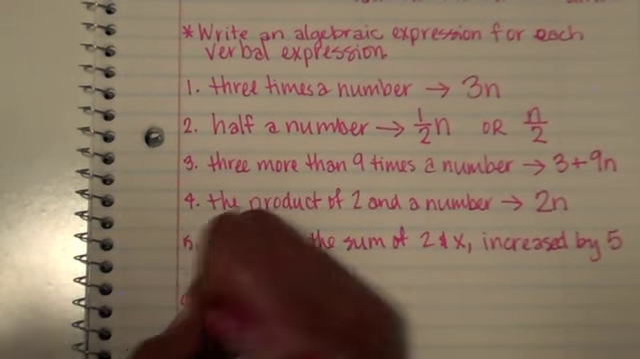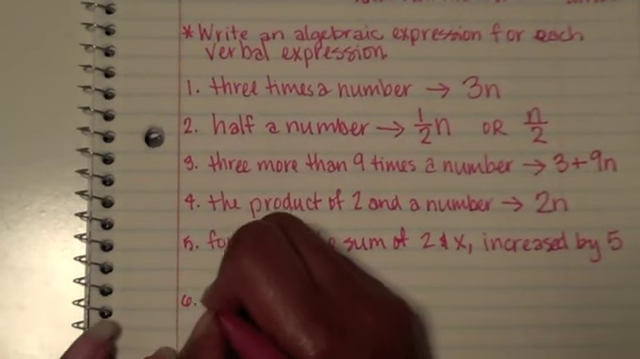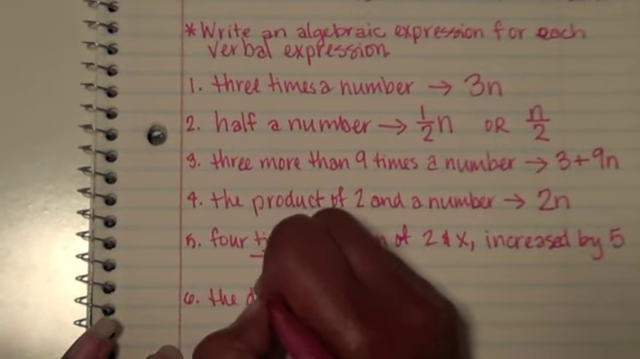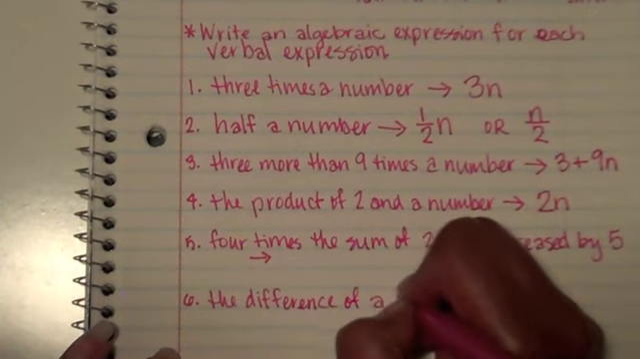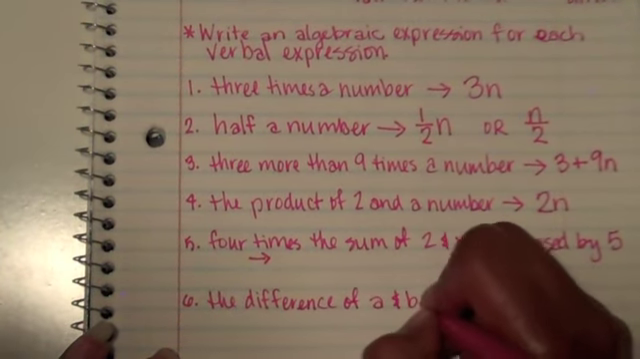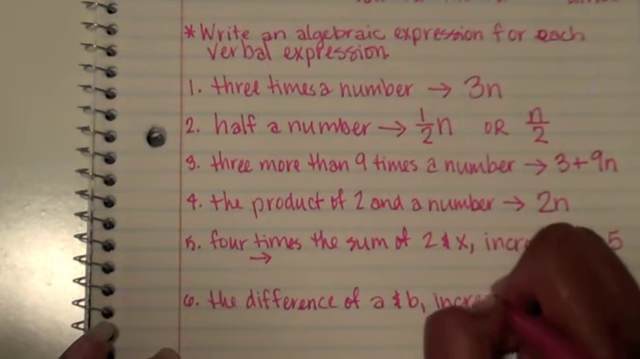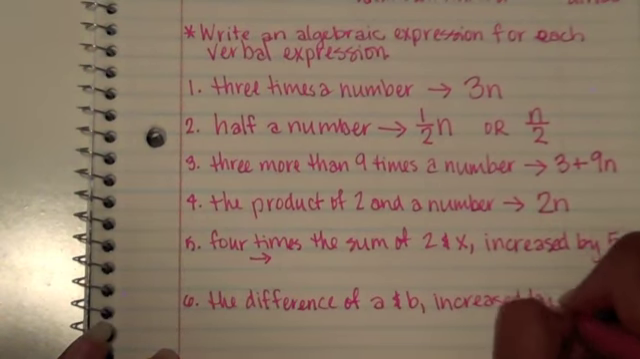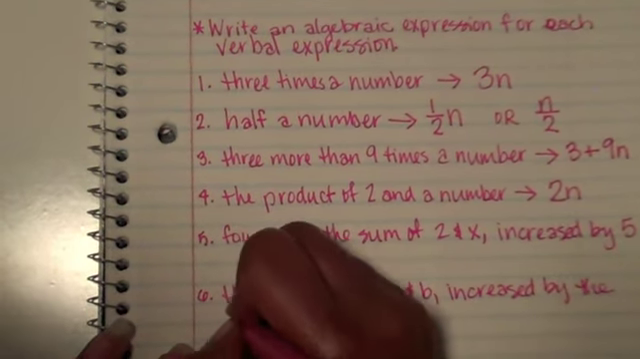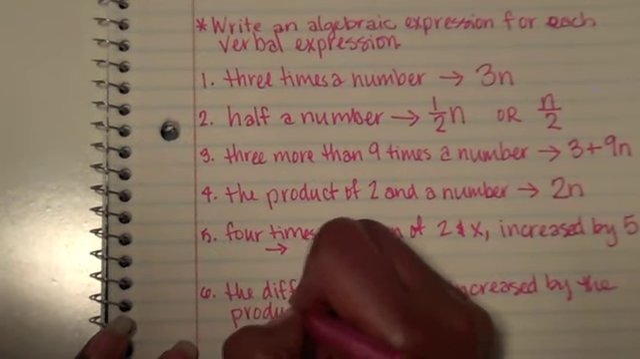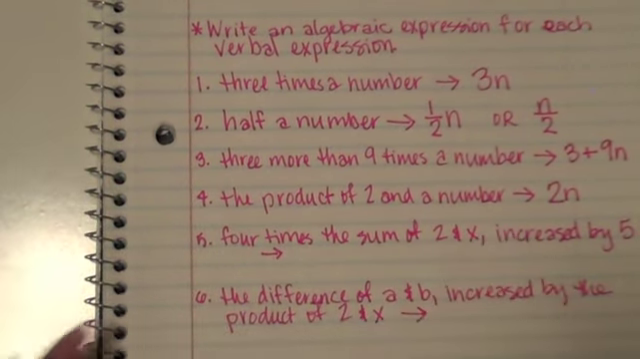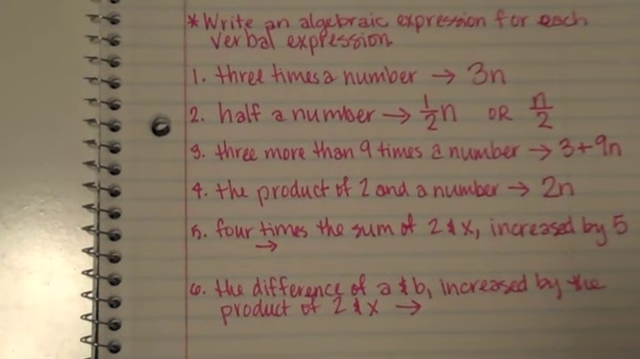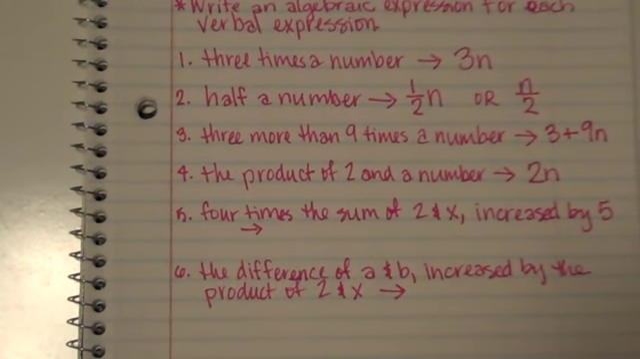And then for number 6, I want you to try the difference of a and b increased by the product of 2 and x. Okay, so if you need to go ahead, pause, get numbers 5 and 6 written down, and then I want you to come up with the algebraic expressions that are represented by those two.